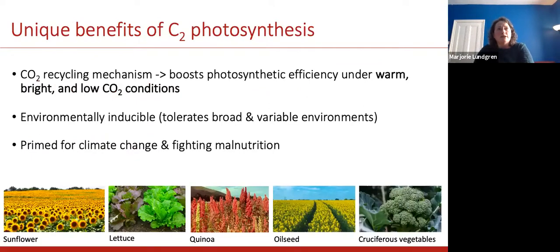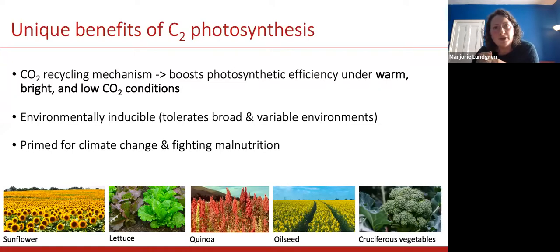So to summarize, the unique benefits of C2 photosynthesis are that it's a CO2 recycling mechanism that boosts photosynthetic efficiency under warm, bright, and low CO2 conditions. This environmental inducibility allows plants to tolerate broad and variable environments. That's exactly what we're going to need in our current climate, but especially in our future climate with more climate change happening. And so that's what I'm getting at with this last line: these crops will be primed for climate change, but also primed to fight malnutrition.